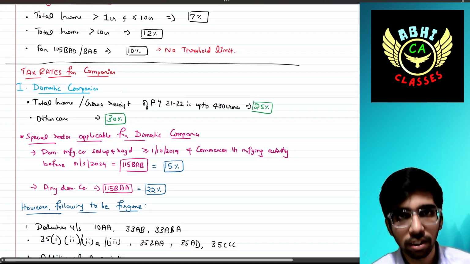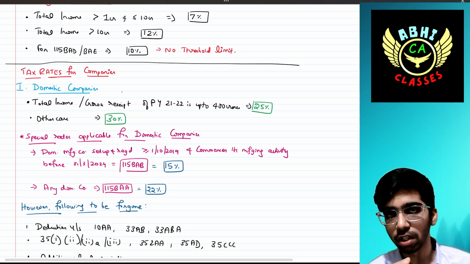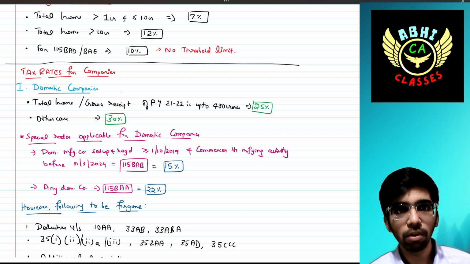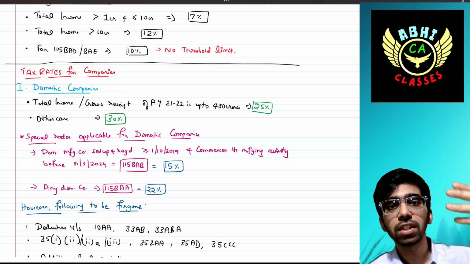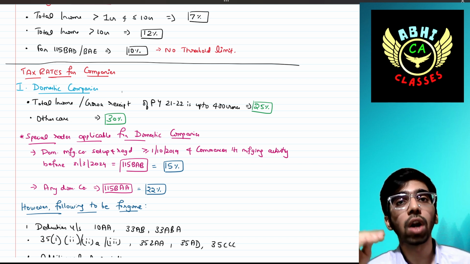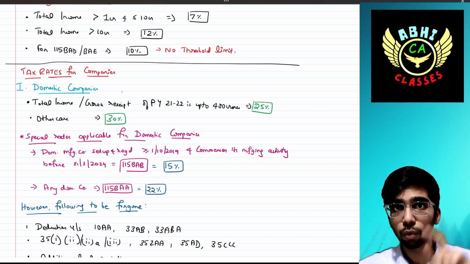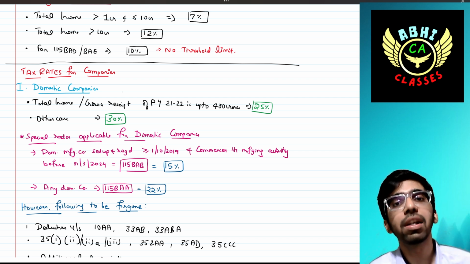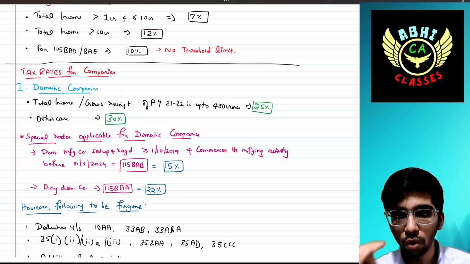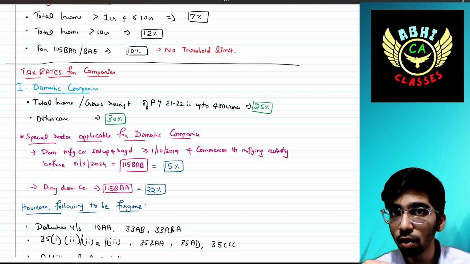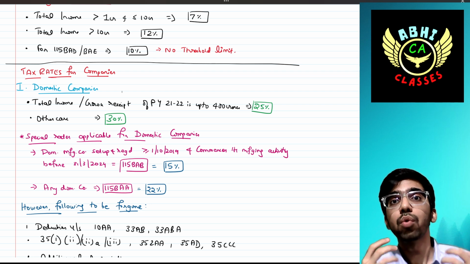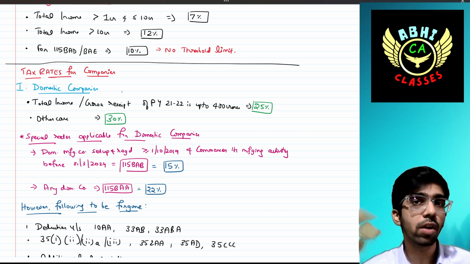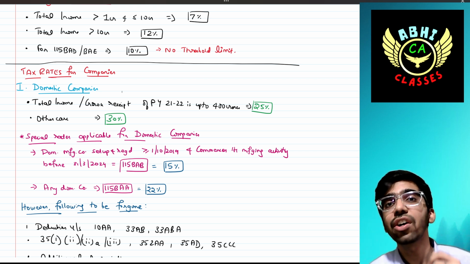Now we will see the companies' tax rates. First category, domestic company. The meaning we have already discussed. If the total income or gross receipt of the previous year 21-22 is up to 400 crore, remember, it is not the 23-24 previous year, it is not the 22-23 previous year, it is the 21-22 previous year, up to 400 crore, where up to means 400 also inclusive, then the tax rate is 25%. In other cases, that is crossing 400 crores in 21-22 turnover, the tax rate is 30%.